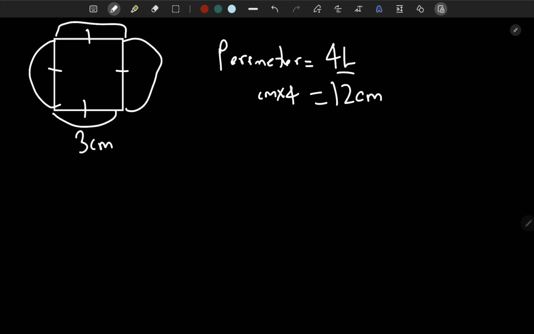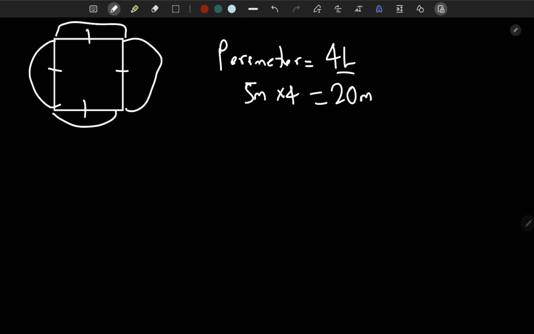Now let's say the length was 5 instead. It would be the same steps again, and let's say it was meters. So it would be 20 meters, since 5 times 4 is 20, and the unit will be meters.